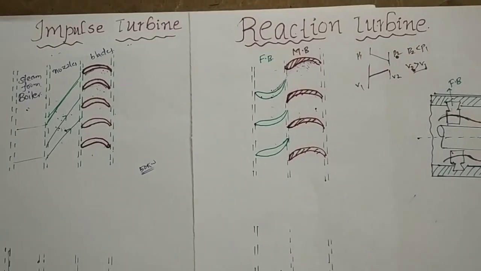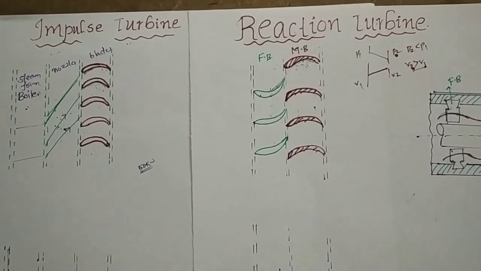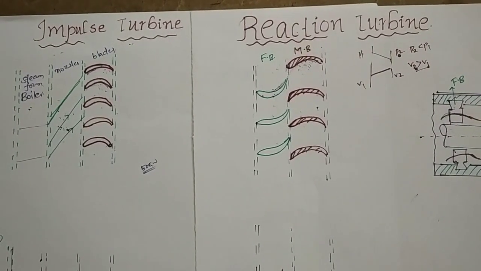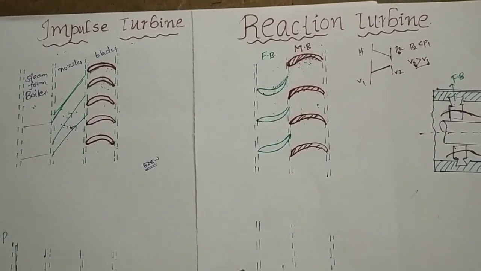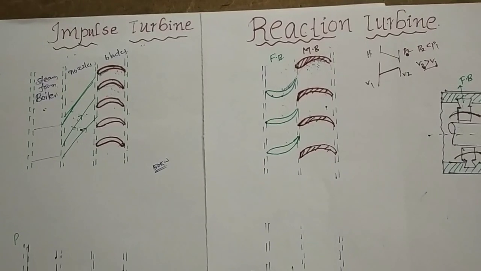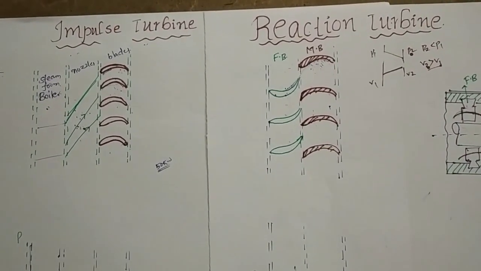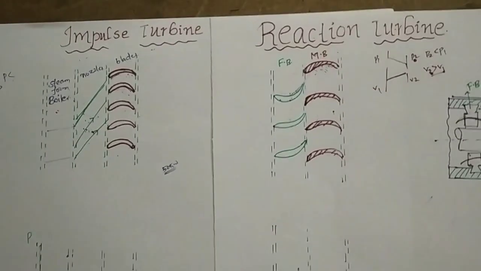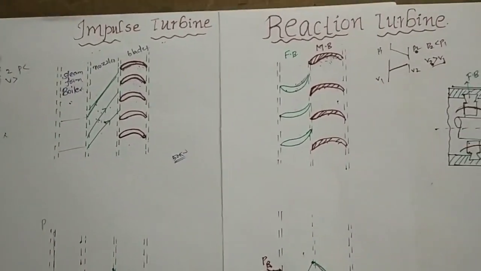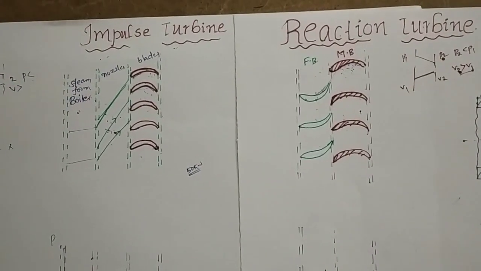In the previous two lectures, I explained what is meant by an impulse turbine with the help of a diagram. I also explained neatly what is meant by a reaction turbine and its working principle with the help of a neat diagram, and I drew the PV, that is pressure and velocity, diagram also. In today's class, I would like to explain the differences between the impulse turbine and the reaction turbine.